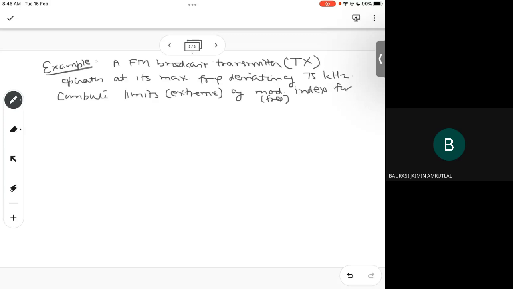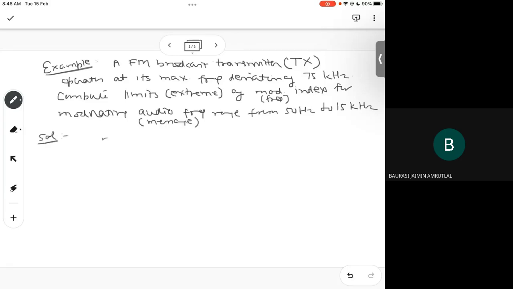For this, I have got a speech signal or audio signal, because the audio frequency range is from 50 hertz to, let's say, 15 kilohertz. That is my audio frequency range, so this becomes my message frequency. To solve such problems, it is very straightforward.